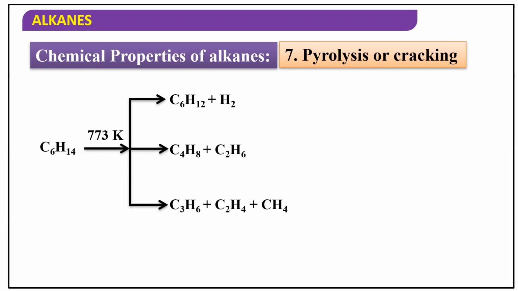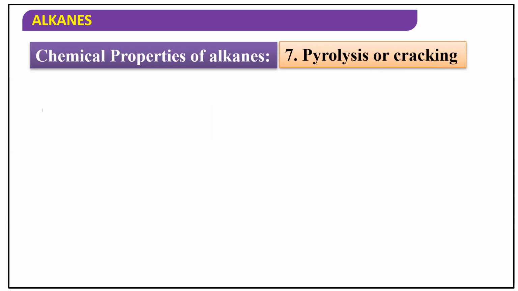So you can clearly see that one compound is not giving me one final product. It is giving me multiple products. And why am I getting all these multiple products? It's because of free radical mechanism. And you can see that you get lower alkanes also, alkenes also during the course of pyrolysis.